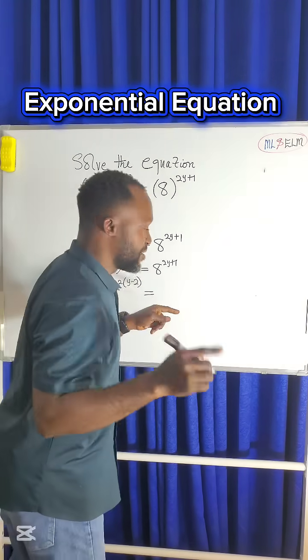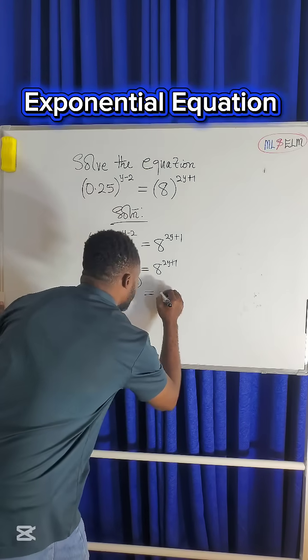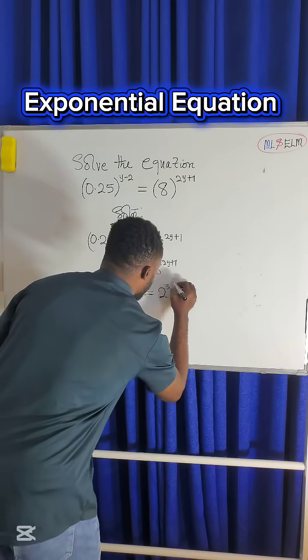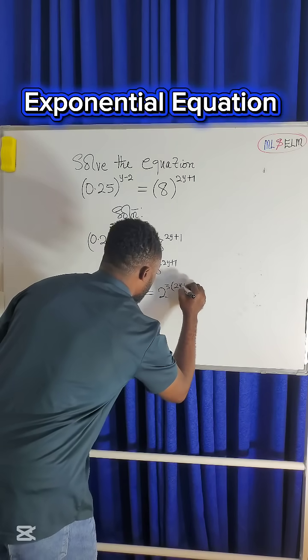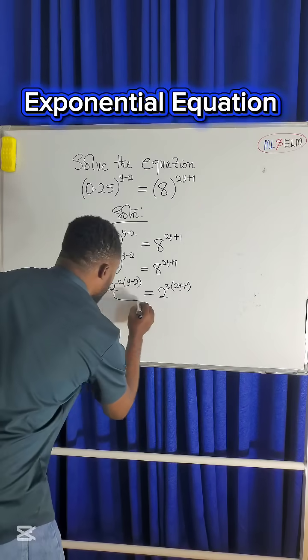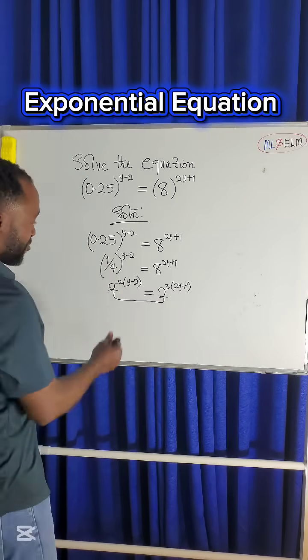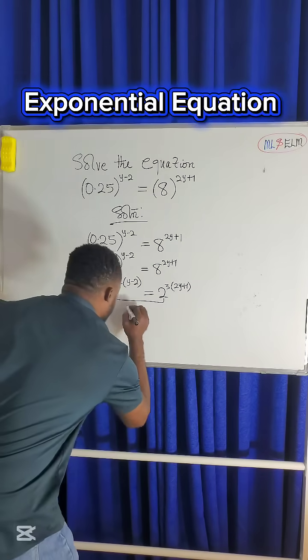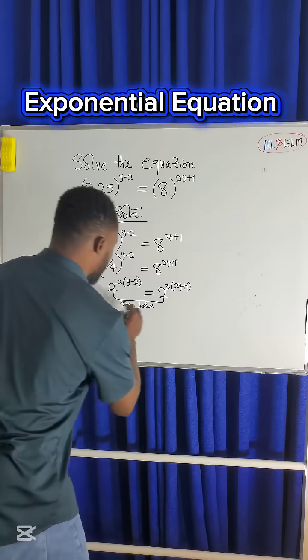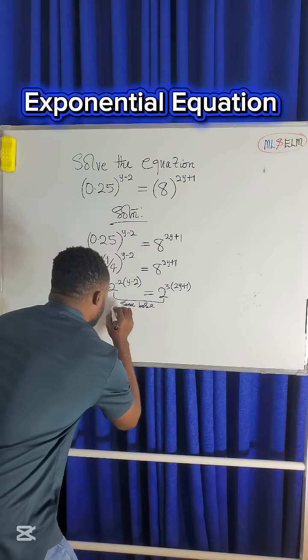now we are going to write 8 on the base of 2. And that will be, 8 is the same thing as 2 raised to the power of 3. And this 3 will now multiply into the power that was originally there. Can you see that? Since these two are of the same base, we are now going to equate their powers.